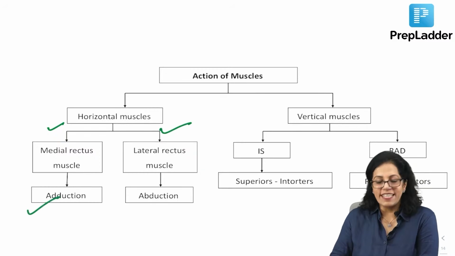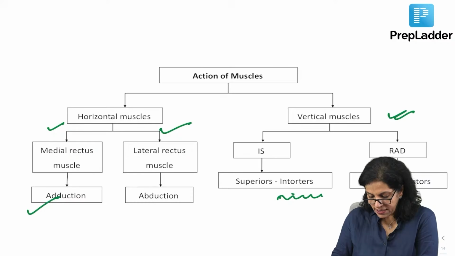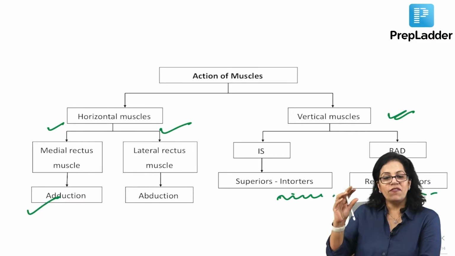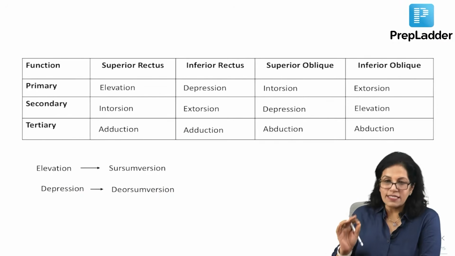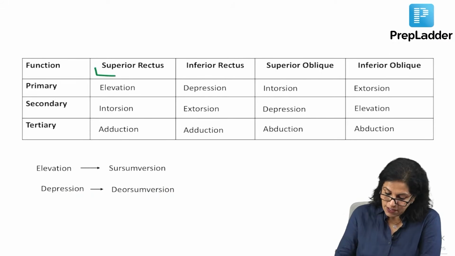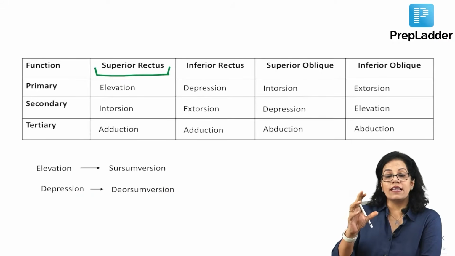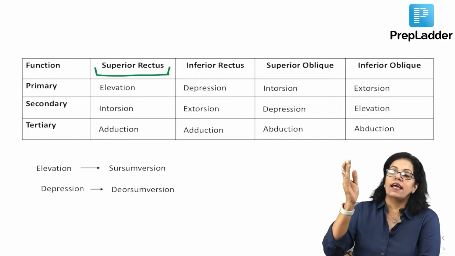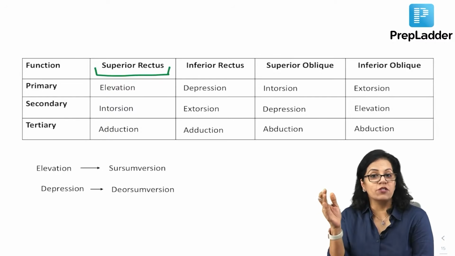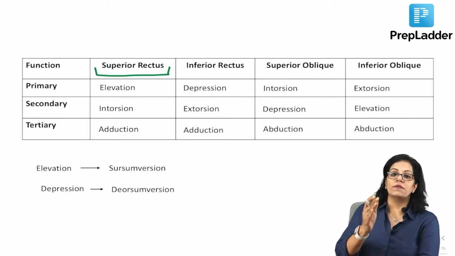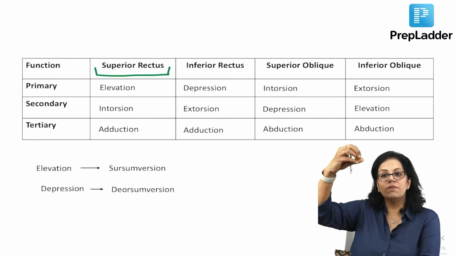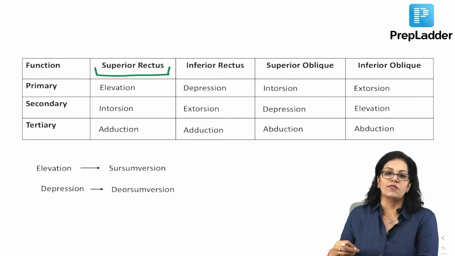When you talk about vertical, we learn a mnemonic: SIN and RAD. What is this? Superiors are intorters, and RAD says recti are adductors. If we know this properly, it's easy to learn one by one. How do you have to learn this? You have to understand that adduction and abduction are mainly the action of the horizontal muscles. For vertical muscles, these are always tertiary actions. And understand it this way: most important, a little less important, and least important.